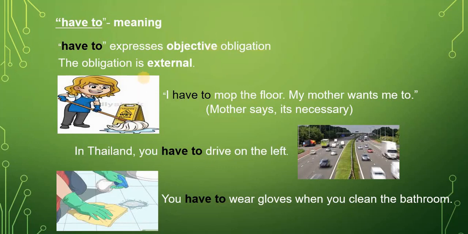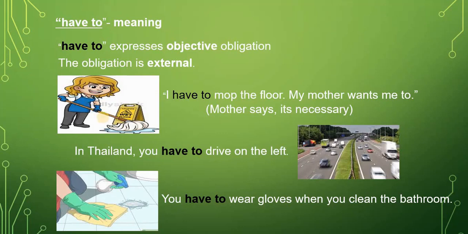Example, I have to mop the floor. My mother wants me to. So she has to mop the floor, and the obligation comes from her mother. It's an external obligation. Mom says it's necessary. It's not her decision to mop the floor, but her mom's.